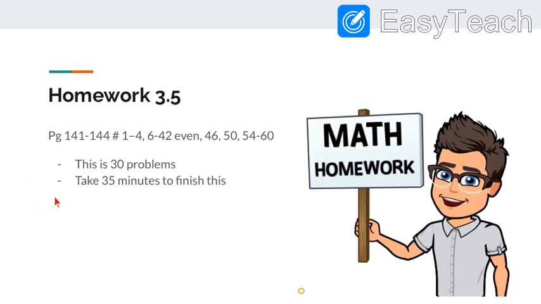This is your homework for the day. Good luck. It is 30 problems. It's a little bit bigger. Take your time on it. You might have to come back to it and do it in more than one sitting.